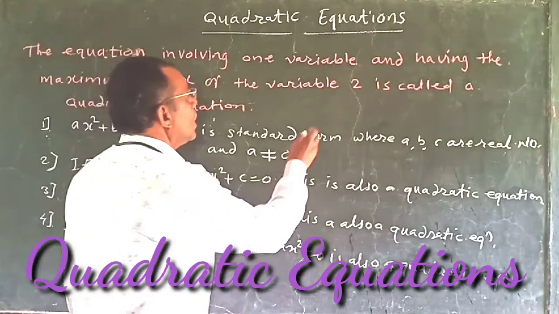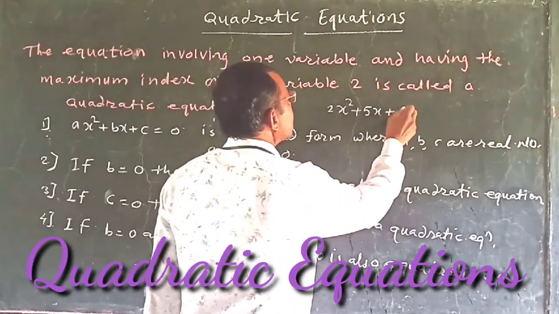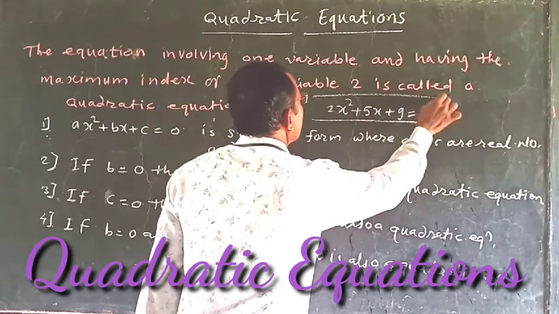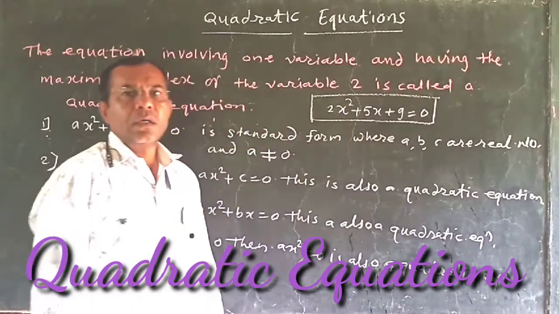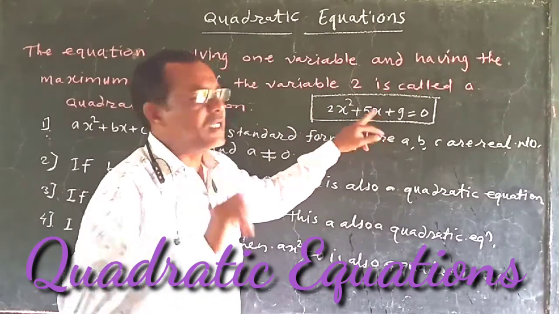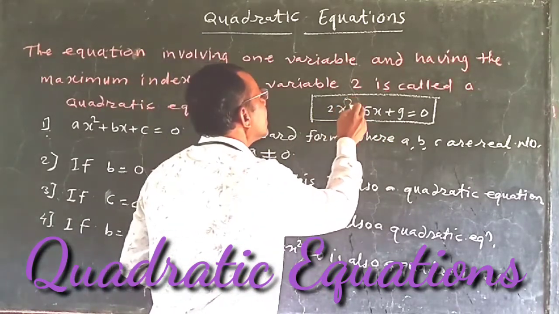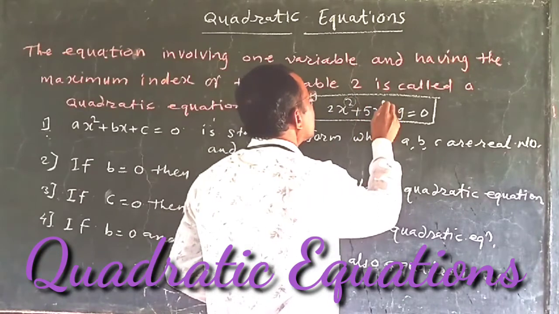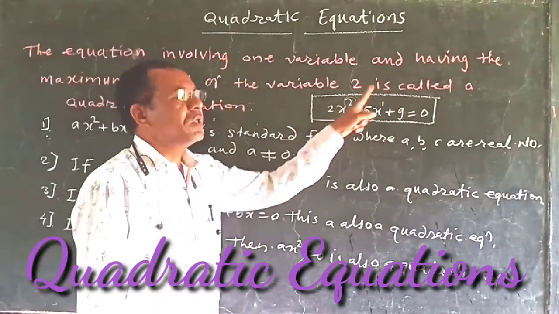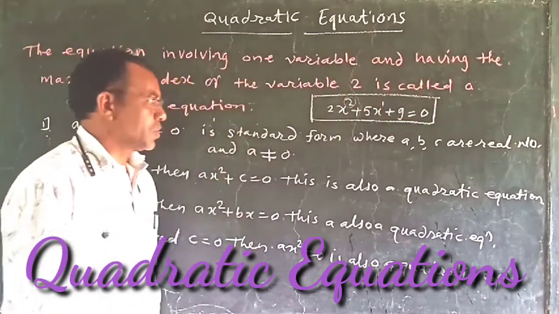For example, 2x square plus 5x plus 9 is equal to 0. Here the variable is 1, that is x, and the highest index is 2, and here is index 1, and the highest index is 2. Then this equation is called a quadratic equation.